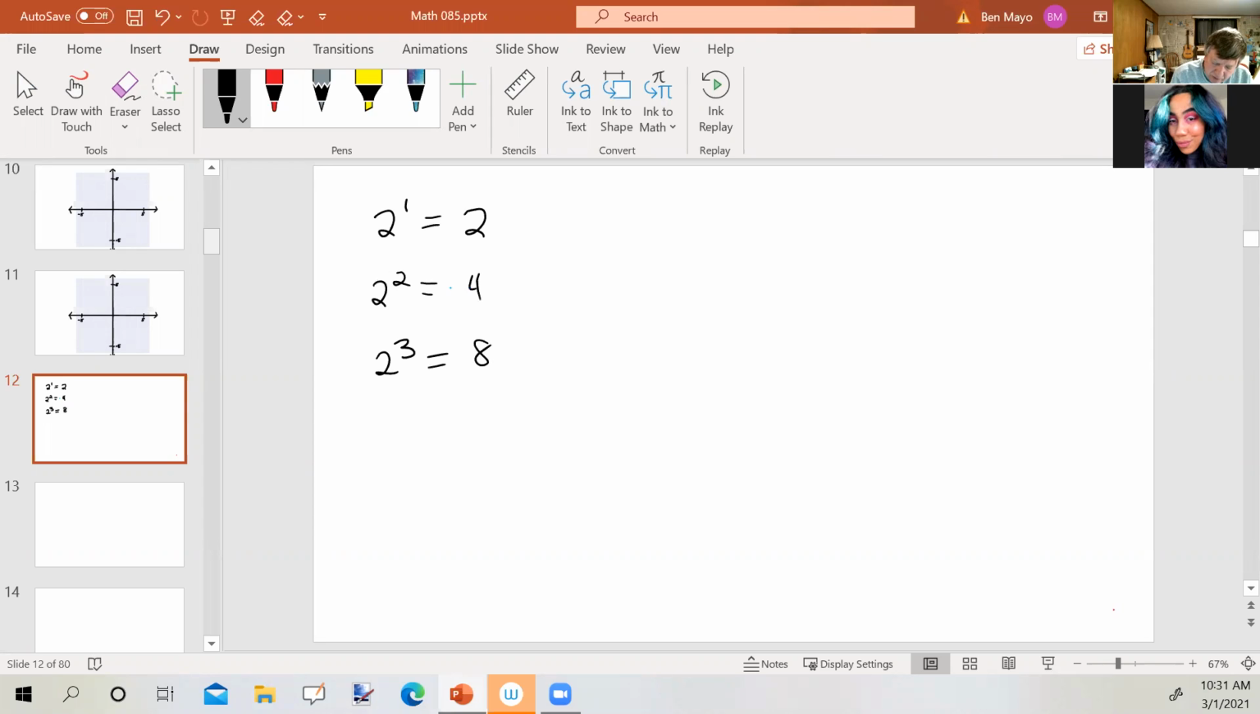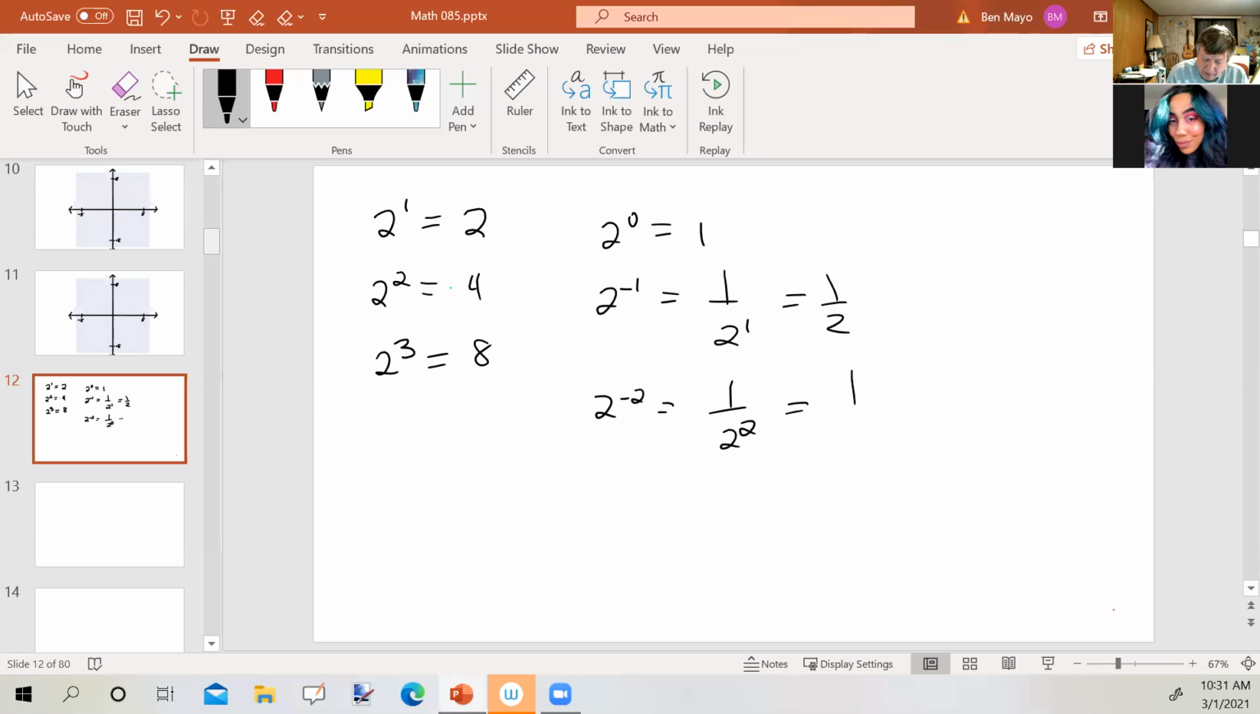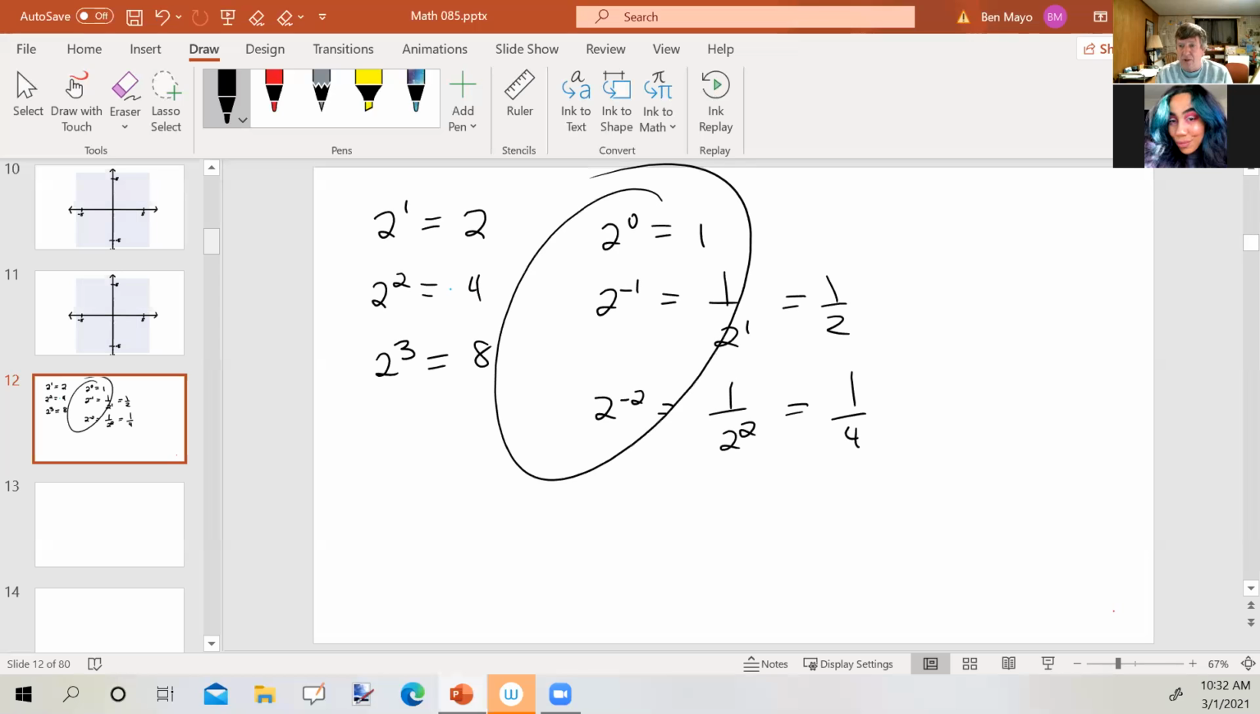But going the other direction, what's 2 to the 0 power? Well, any number other than 0 raised to the 0 power is 1. What about negative exponents? 2 to the negative 1 power is like 1 over 2 to the positive 1 power, or 1/2. 2 to the negative 2 power is like 1 over 2 to the positive 2 power, which is 1 over 4, etc. Before we go on, do you have any questions about dealing with exponents of this nature?